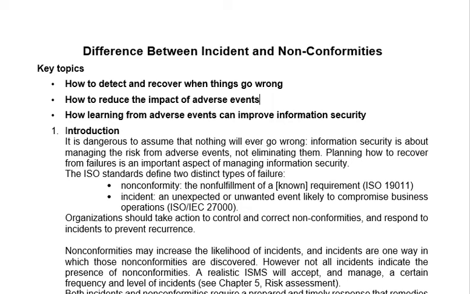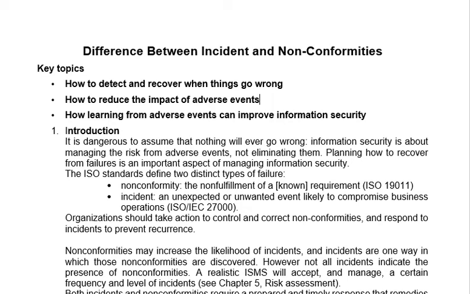There are various categories of non-conformance: major, minor, observation, and so on. These things we'll cover in separate videos, when we look at how to identify non-conformities. I will prepare a separate video for this. So today we are only going to discuss the incident.